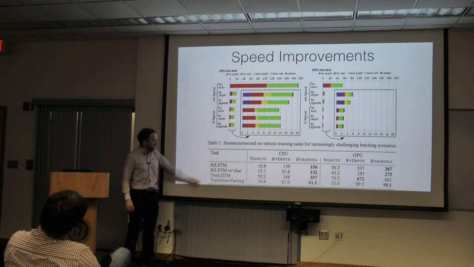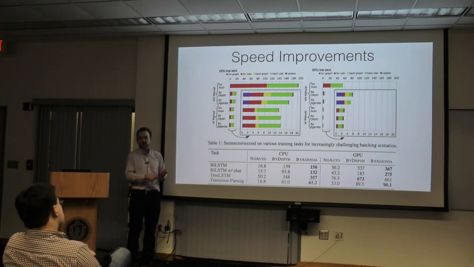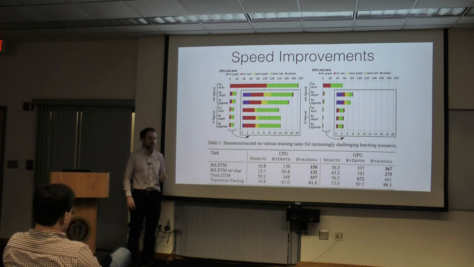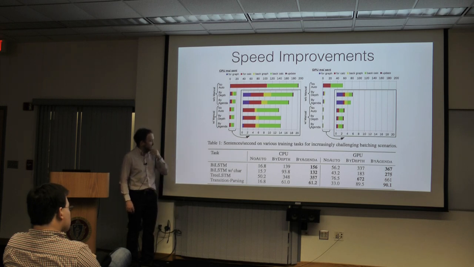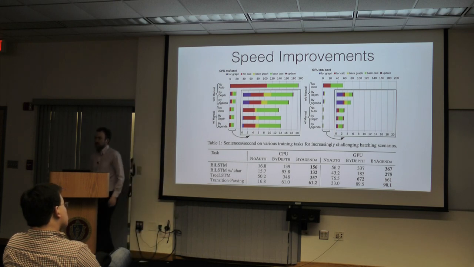So we also tested on a bunch of more difficult things, like increasingly difficult bi-LSTM with character embeddings, tree LSTM, and a transition-based parsing model. The transition-based parsing model is making dynamic decisions within the graph, so it's kind of like a reinforcement learning model or something like that during training time. And you can see for all of them, it gets anywhere from 10 times to maybe 4 times faster. So this is a really nice tool to have.